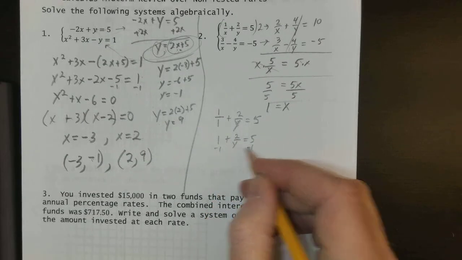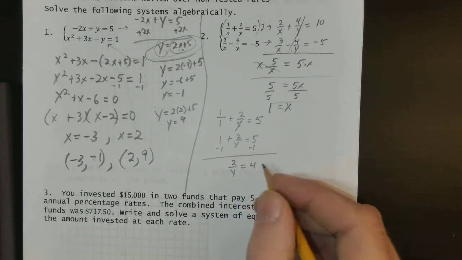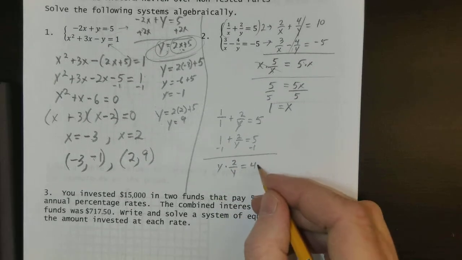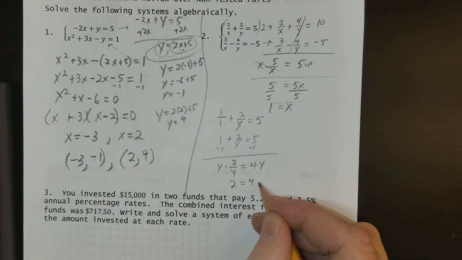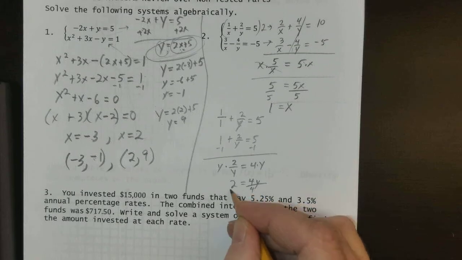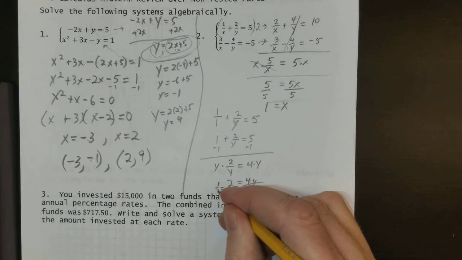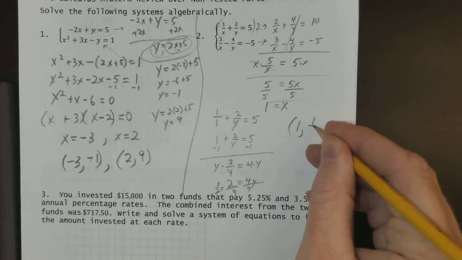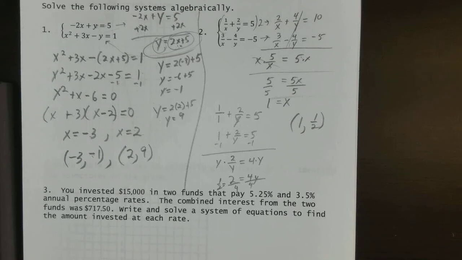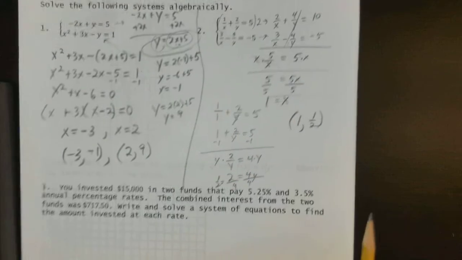1 plus 2 over y equals 5. Subtract 1. I've got 2 over y equals 4. I'm going to do the same thing. Multiply both sides by y. And I got 2 is equal to 4y. Divide by 4. And that's equal to 1/2. So y is 1/2. X is 1, y is 1/2. I'll let you guys do the checking on that. You can just plug these values in and see if they work.